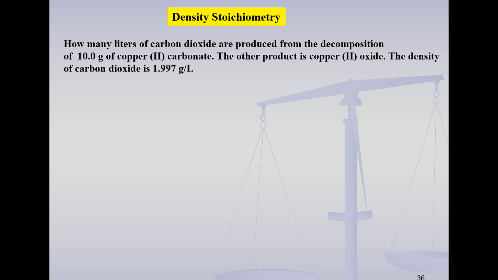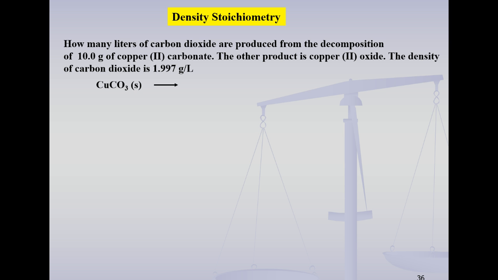Here's the problem. How many liters of carbon dioxide are produced from the decomposition of 10.0 grams of copper 2 carbonate, where the other product is copper 2 oxide? The density of carbon dioxide is 1.997 grams per liter. So look, you have to get carbon dioxide in grams, because that's part of the unit of density, to be able to convert that to liters. So that's what we have to think about when we're making our plan.